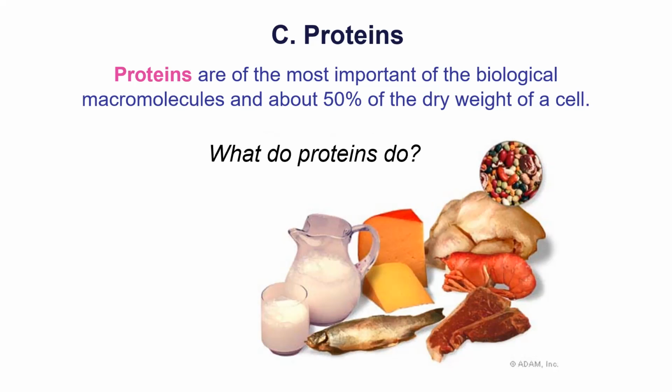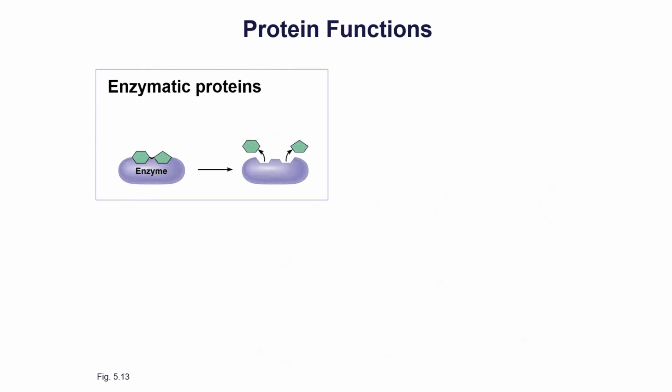You can see it says they're 50% of the dry weight of the cell. In terms of the human body, proteins are, I think they're around 70% of the dry weight of the cell. So that dry weight means, of course, no water, right? Because water is a big chunk of our body. So what do proteins do?